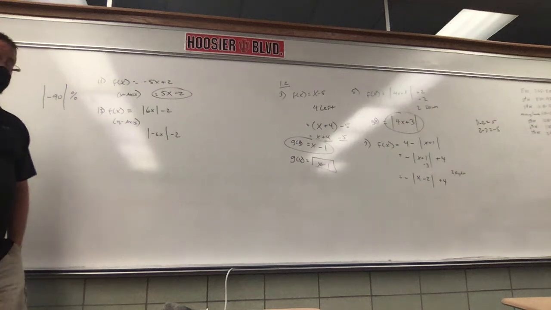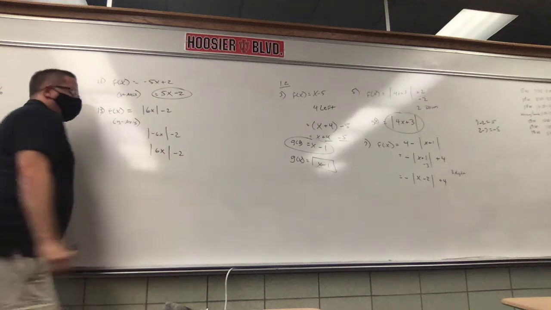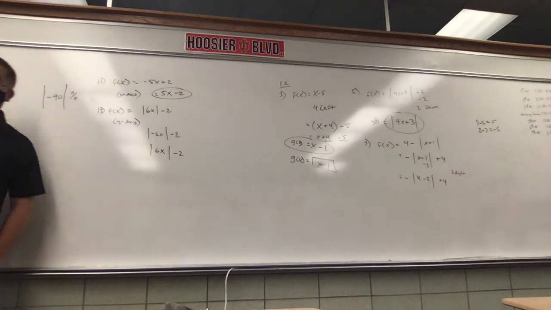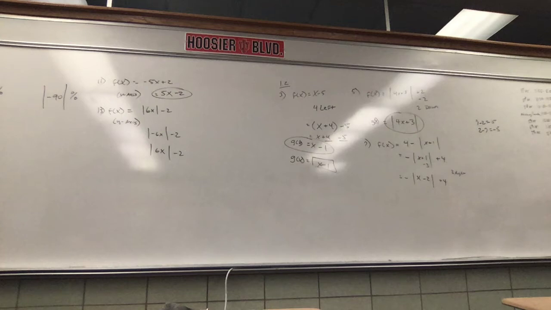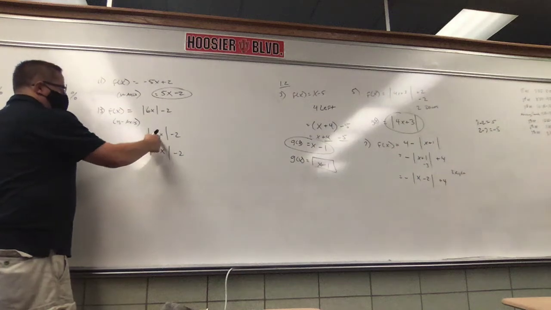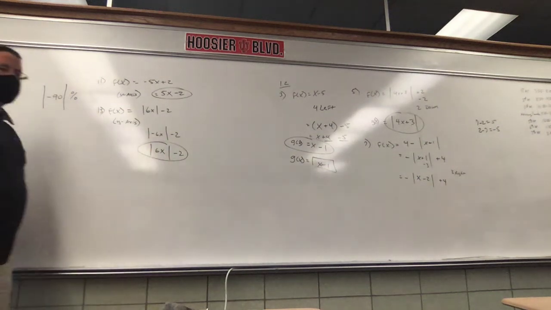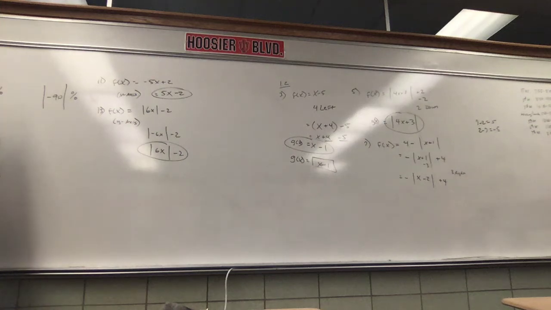Absolute value of 6x. Because what do absolute values do to negatives? Make them positives. What do they do to positives? Keeps them the same. Keeps them positive. So, will the computer take this for a right answer? I don't know. Now, I know it'll take this for a right answer, and I want to make sure you understand.